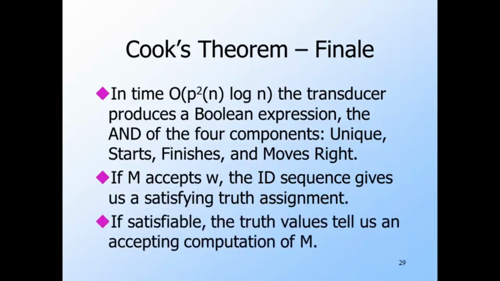Conversely, if we have a satisfying assignment for the expressions, we can get unique values for the xij's from the propositional variables. The unique expression assures that the xij's can be given unique values. And starts, finishes, and moves right assure us that the xij's form an accepting computation of M with input W. That is enough to show that every polytime non-deterministic Turing machine's language is polytime reducible to SAT.